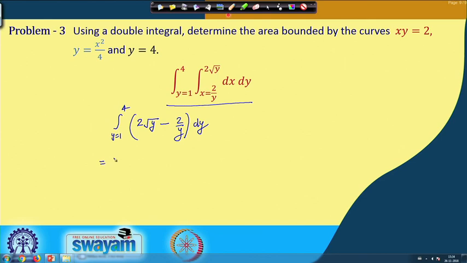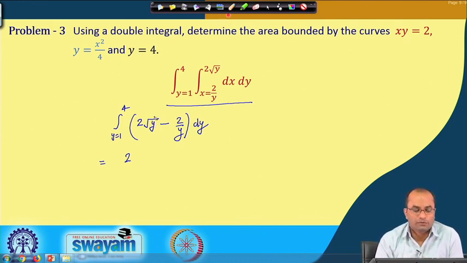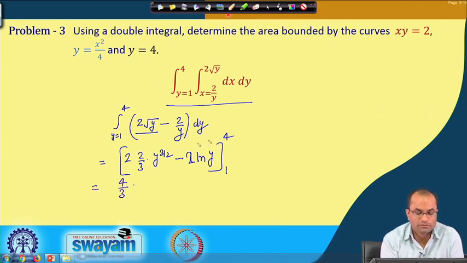So, we can integrate this easily. We have 2 and the square root y, so 2y^(1/2), and then there will be plus 1 and divide by that exponent, that will be 3/2. So, we will have 2/3 y^(3/2), that is the integral of this part, and minus 2 times ln y, with the limit 1 to 4. So, here we have 4/3 and then this 4, the square root 2 and then power 3, so we will get 8 there, and minus this 1.